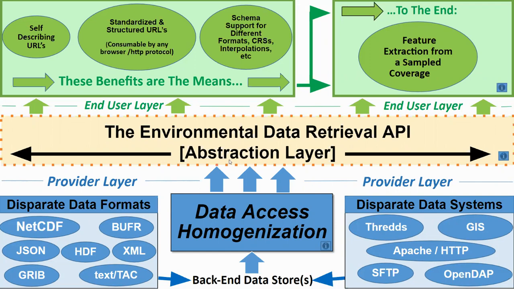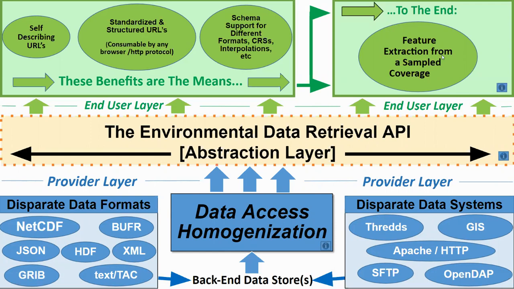And one thing that stood out to me with Xarray in particular is the ability to read in data from pretty much all over the place and have one consistent data structure for disseminating that data out. So the EDR API basically acts on top of that paradigm, and provides an abstraction layer from these old legacy disparate systems and sources, and gives the user self-describing, standardized and structured URLs. We have schema support for different formats, CRSs, interpolations, etc. The means to the end here, though, is basically giving a feature extraction from a sample coverage.